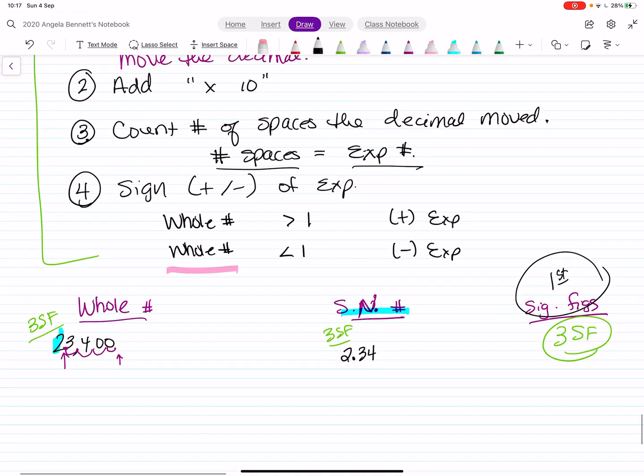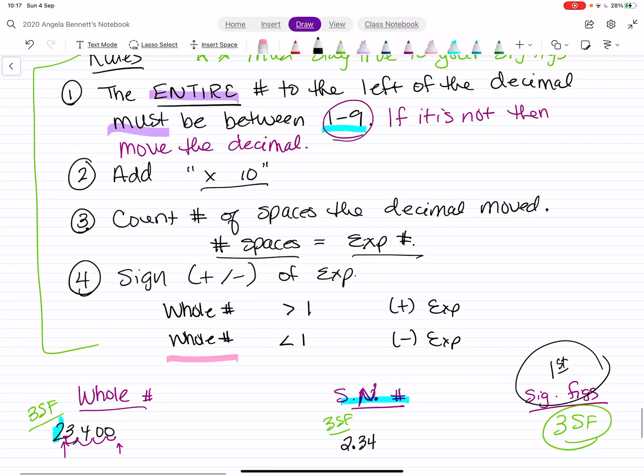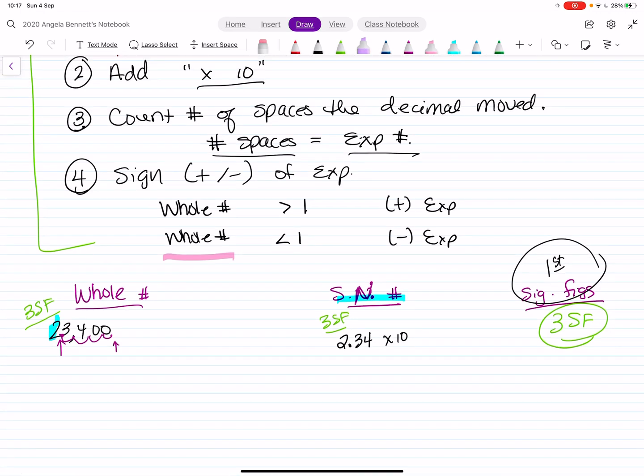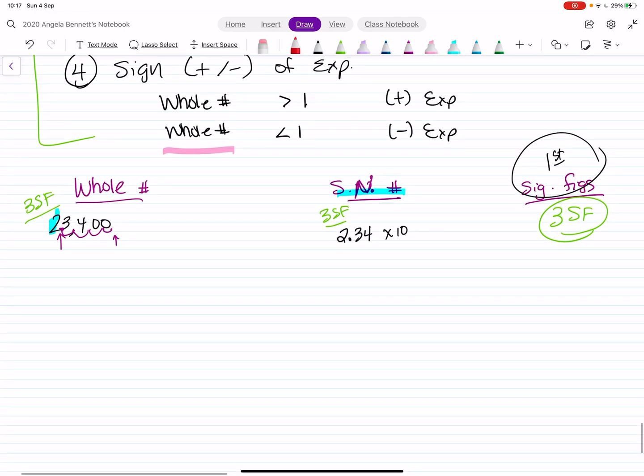And then step number 2, add times 10. Okay, so times 10. Step number 3, we're going to count the number of spaces that the decimal moved. All right, so we need to go back and check that out and look at how many spaces we actually moved the decimal place. So we moved it 1, 2, 3, 4. 4 times. So the exponent is 4. 1, 2, 3, 4. 4 times.